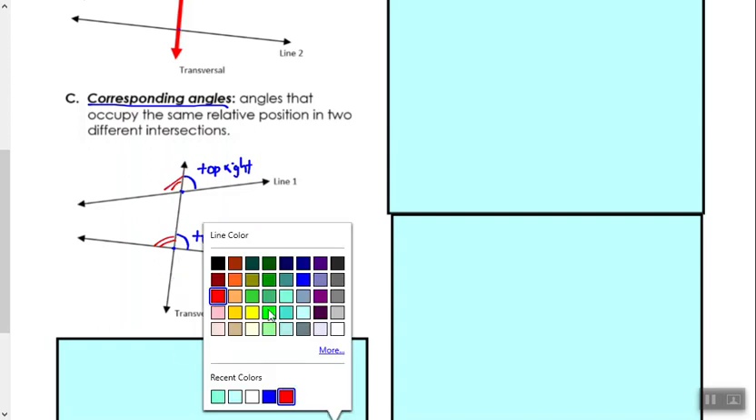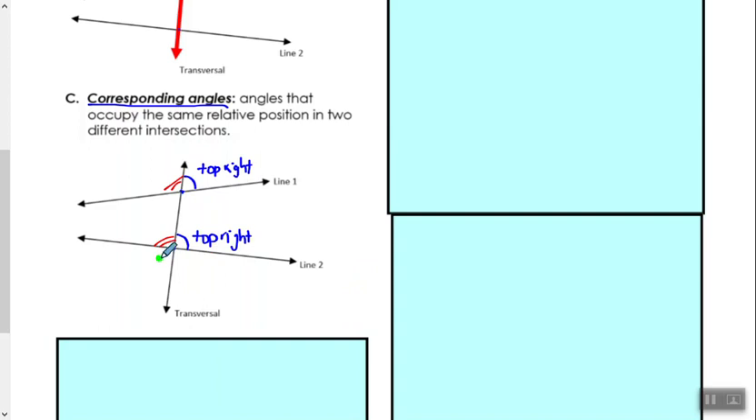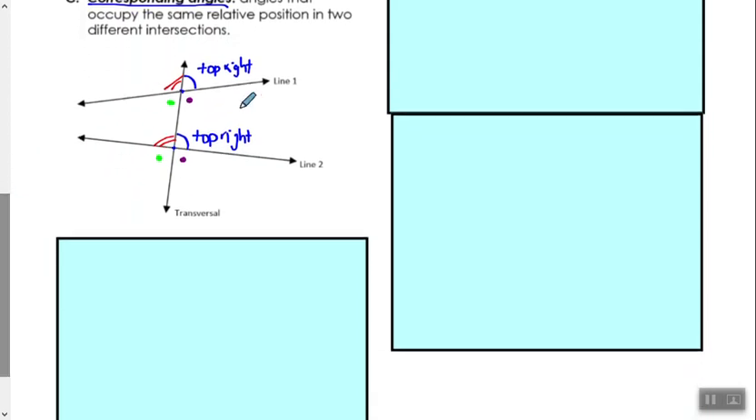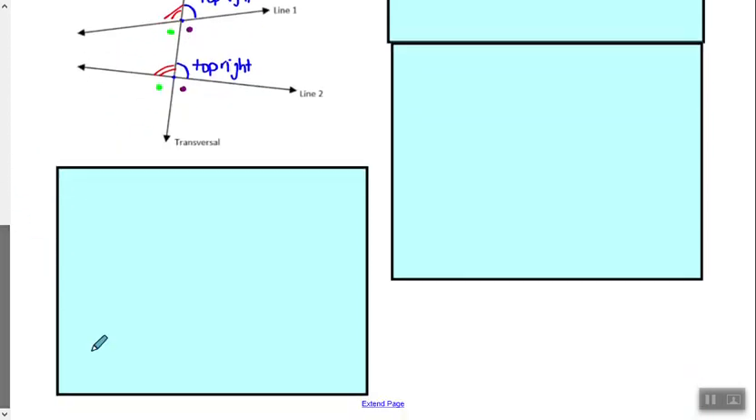You could do the same for this angle here. This is bottom left. Here's bottom left. And for this angle, here's bottom right. There's bottom right. So corresponding. All my purples are corresponding, these green ones are corresponding, this red is corresponding to each other, and this blue is corresponding to each other. So here we have four pairs of corresponding angles when I have two intersections.